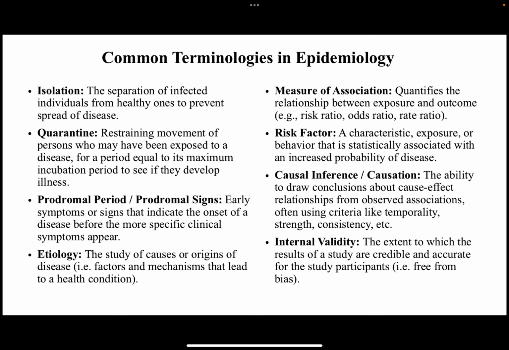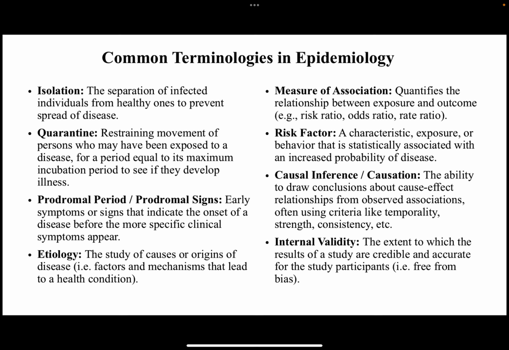Okay, it's more like correlation is not always causation. There are times that you see certain factors are associated with the disease, but it doesn't always mean that if someone has that factor, the person will end up developing the disease. Is that okay? That is all that association and causation is about. So causal inference is the ability to draw conclusions about the cause and effect relationship from observed associations, often using criteria like temporality, strength, and consistency. For example, determining that Zika virus infection causes microcephaly through consistent evidence.